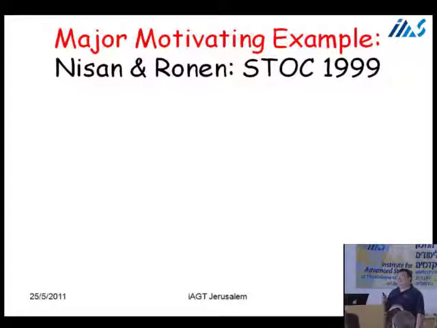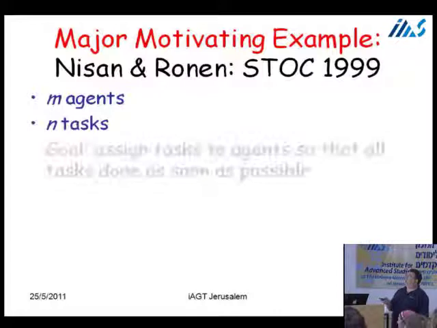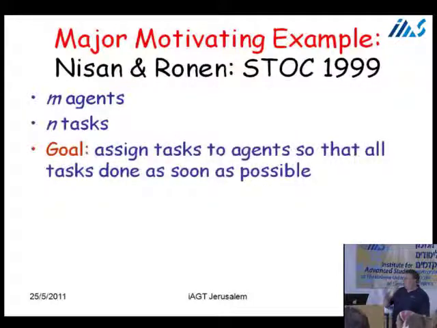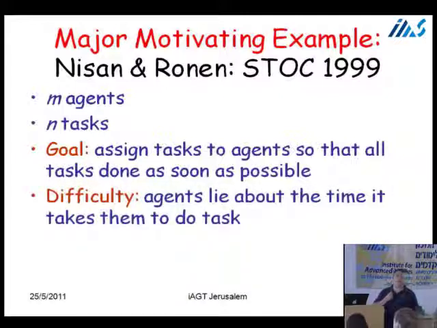But I'm giving this as a major motivating example, and also it fits well with what I'm going to describe, although what I'm describing is somewhat more general. So this is the problem that I'm sure many of you have spent sleepless nights thinking about. So there's M agents and tasks. The goal is to assign the tasks to the agents so that they're done as soon as possible. And agents lie all the time.